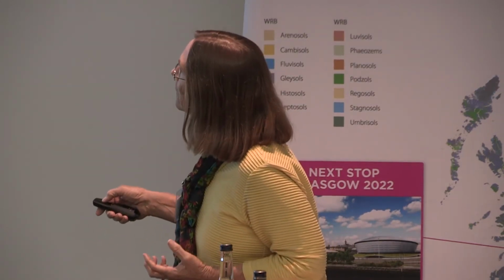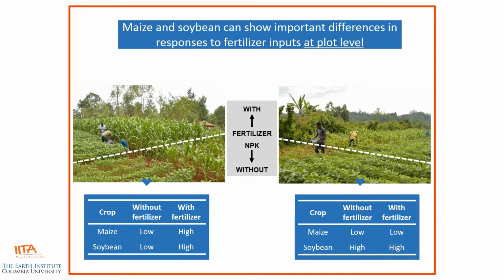So here you have 2 different fields. On the top, it's with fertilizer on both sides, and below without. On this side, you'll see without fertilizer, maize and soybean do poorly. You give fertilizer, they both do well. On this side, however, without fertilizer, maize does terribly, but soybean looks great. You add fertilizer, maize doesn't look so good, but soybean looks great. And so farmers, these are actual farmers' fields. So how can you figure out, do I need to add fertilizer? Am I going to get a response?